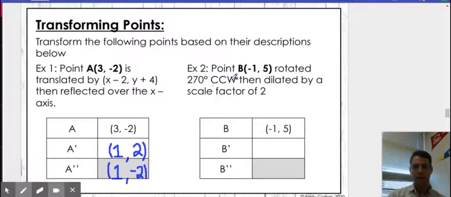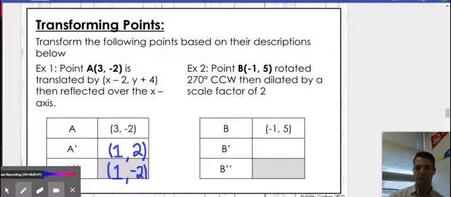For the number 2 problem, we have (-1, 5) as our first thing. So we're going to be rotating it 270 degrees counterclockwise and then dilating it with respect to the origin by a scale factor of 2.